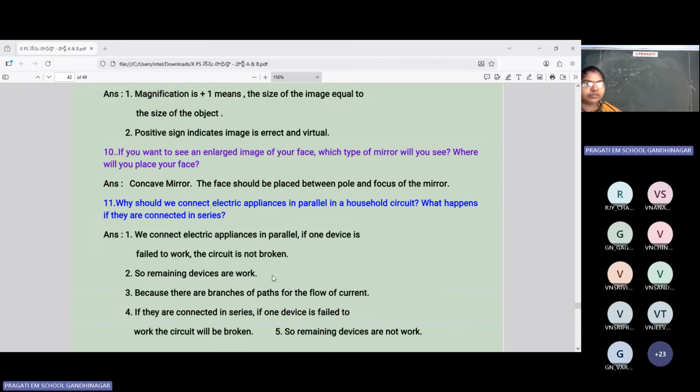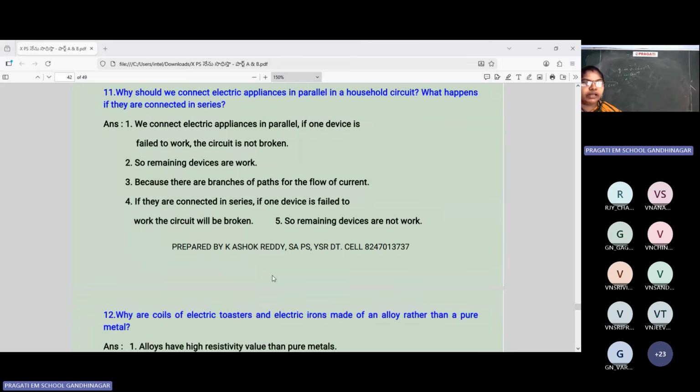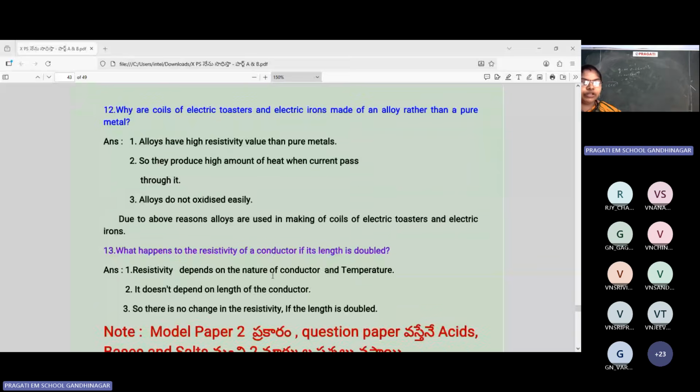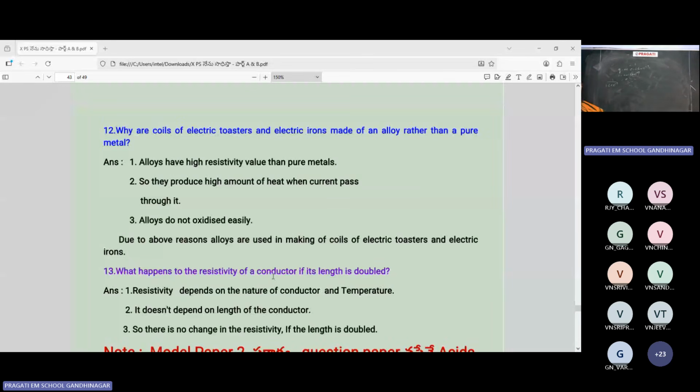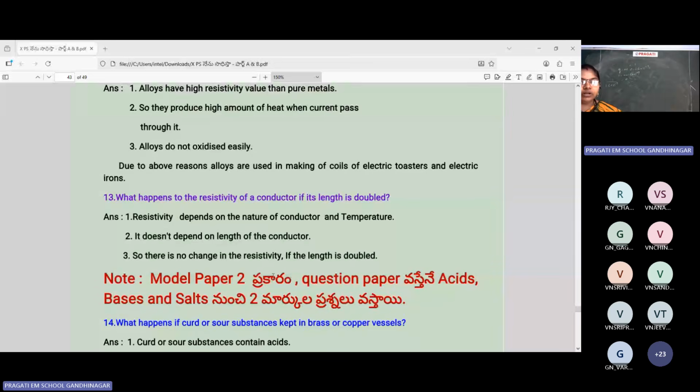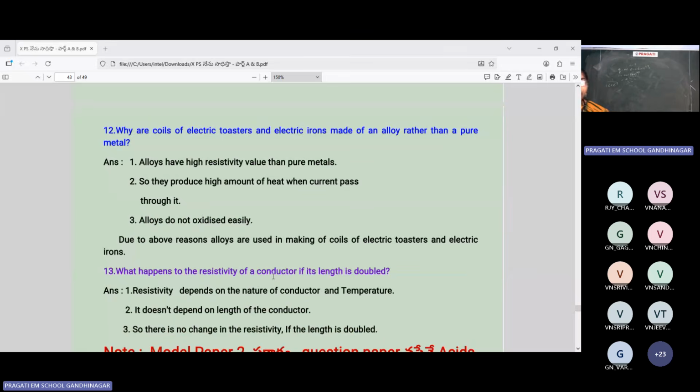Yes, these are the questions. Why should we connect electrical appliances in parallel in a household circuit? Why are coils of electric toasters and electric iron made of an alloy rather than a pure metal? These are all the questions in your workbook. I think you have revised so many times.